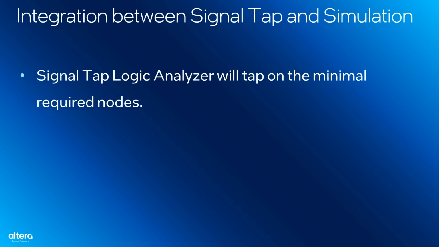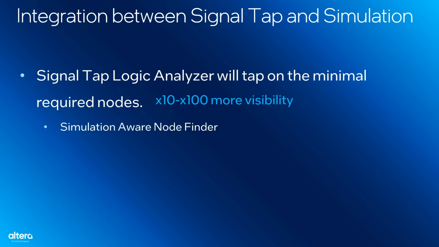Simulation Aware Signal Tap will only tap on the minimal nodes required to provide you with expanded visibility, around 10 times to 100 times more visibility on a selected design hierarchy. This set of nodes will be intelligently found and added by the Simulation Aware Node Finder.